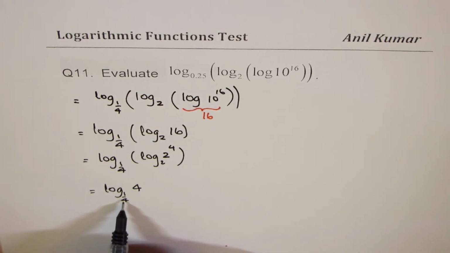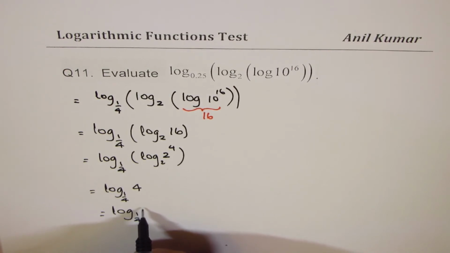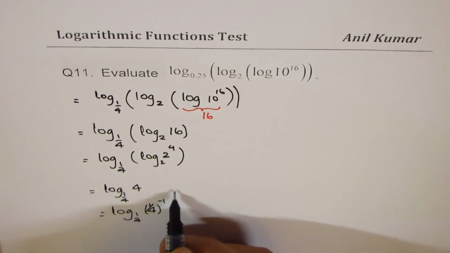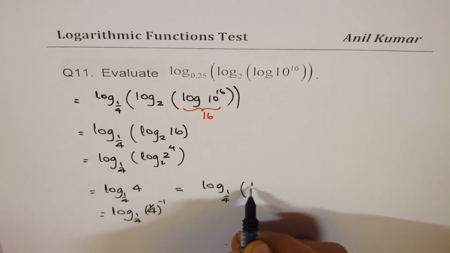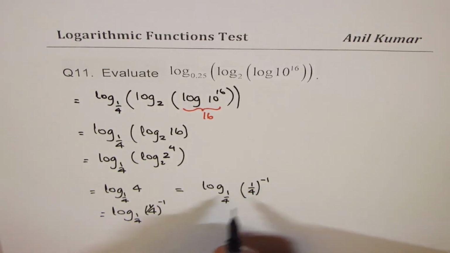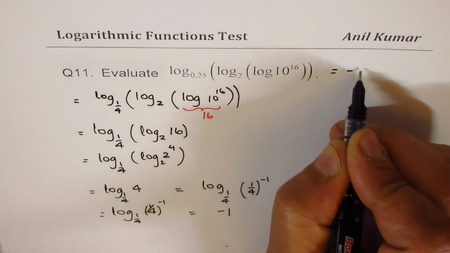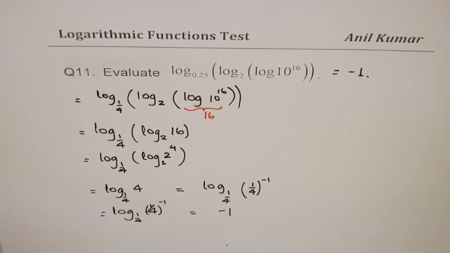Now 4, since the base is 1 over 4, can be written as log to the base 1 over 4 of 4, which is 1 over 4 to the power of minus 1, right? So I'm writing this as log 1 over 4 of 1 over 4 to the power of minus 1. That is the same as 4, correct? So using the power rule we get minus 1. So we get this expression as minus 1. I hope that is clear. Few more questions to go.